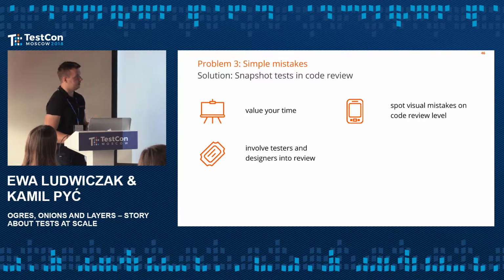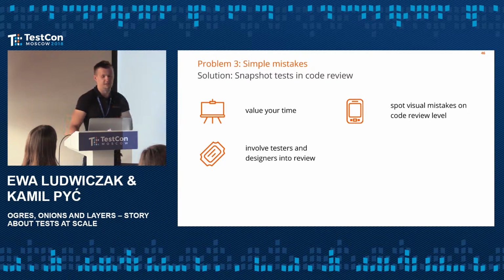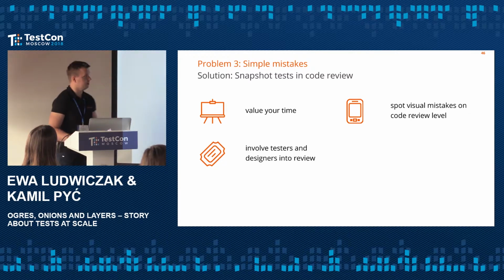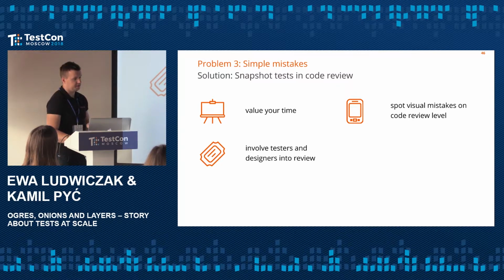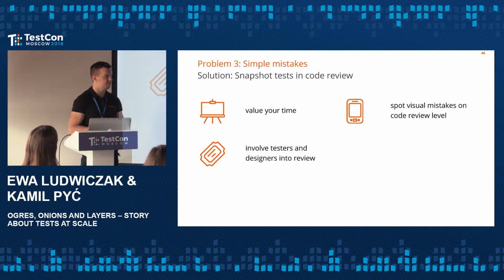Spot visual mistakes at the code review level. It's a lot easier to look at the image than at the code, and you don't need to build the application. And involve testers and designers in the review. Make code review accessible to anyone. Designers can only look into the snapshots.